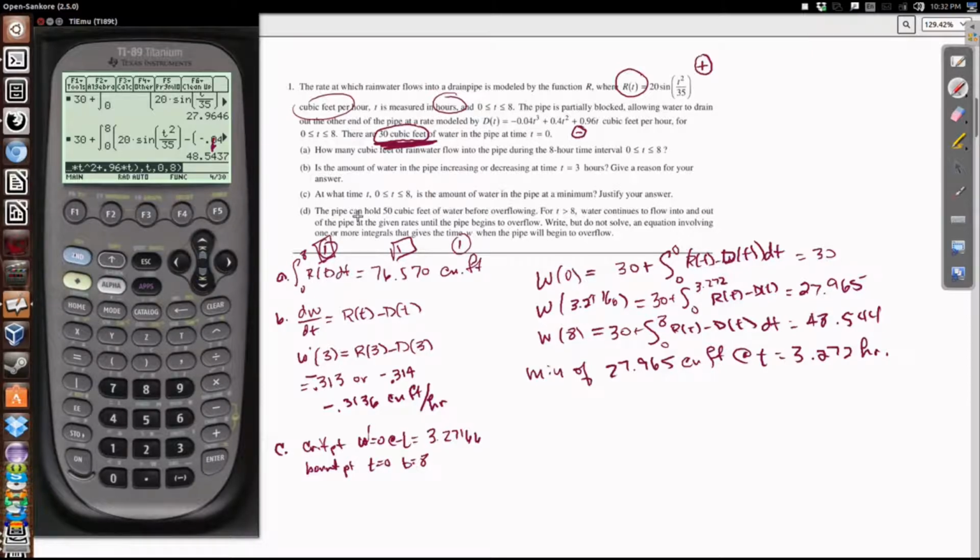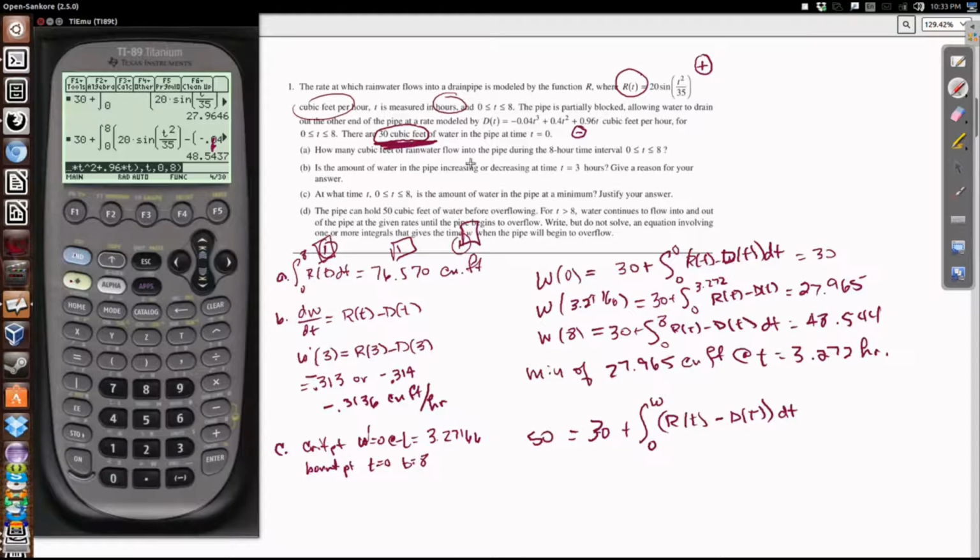And then part D says the pipe can hold 50 cubic feet of water before overflowing. For t greater than 8, water continues to flow into and out of the pipe at the rates given until the pipe begins to overflow. Write but do not solve an equation involving one or more integrals that gives the time W when the pipe will begin to overflow. So we've got this formula here that 30 plus the integral from 0 to whatever our time is of r of t minus d of t dt is going to be the amount of volume that we have. And whenever this volume hits 50, that's going to be the threshold point.